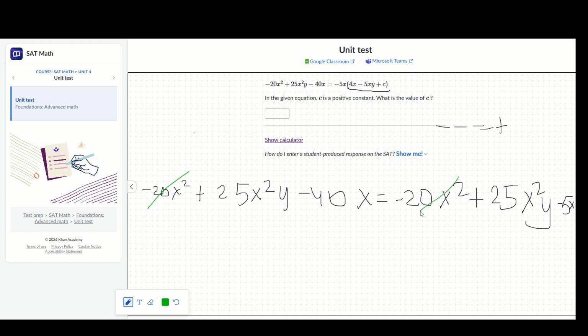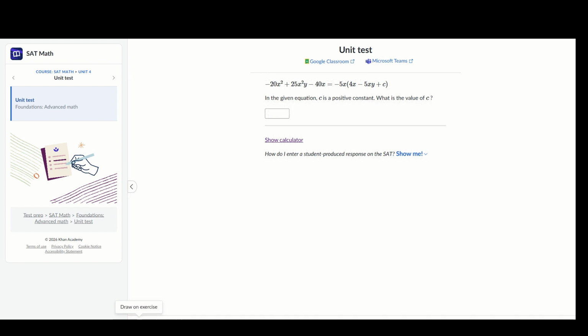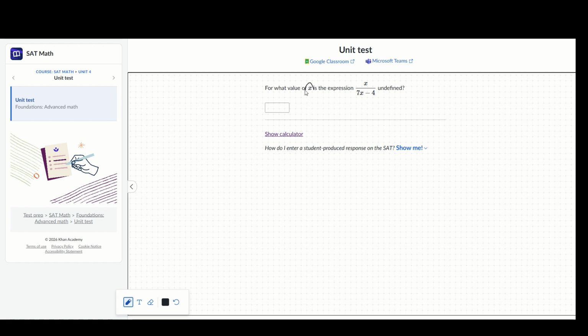This cancels out, and this and this cancel out. We have left minus 40x equal to minus 5xc. It would be plus; this cancels out. Okay, let me change the color. x cancels out, and we have 5c equal to 40, which means c equals 8. Okay, let's check. Yes.